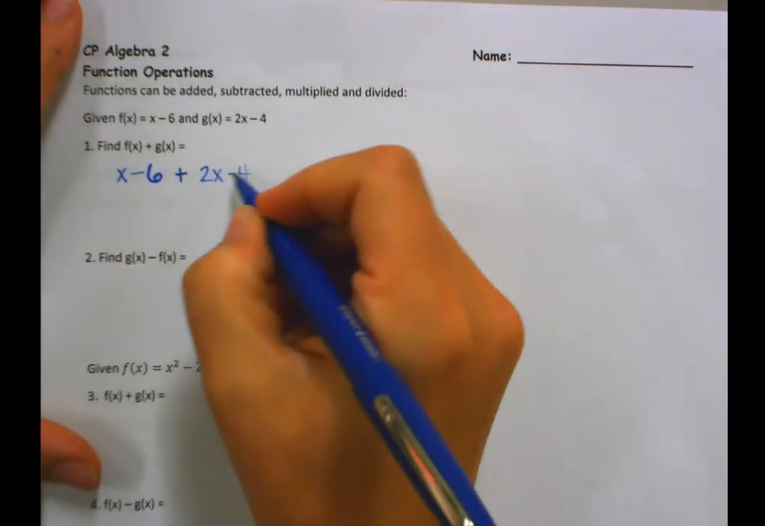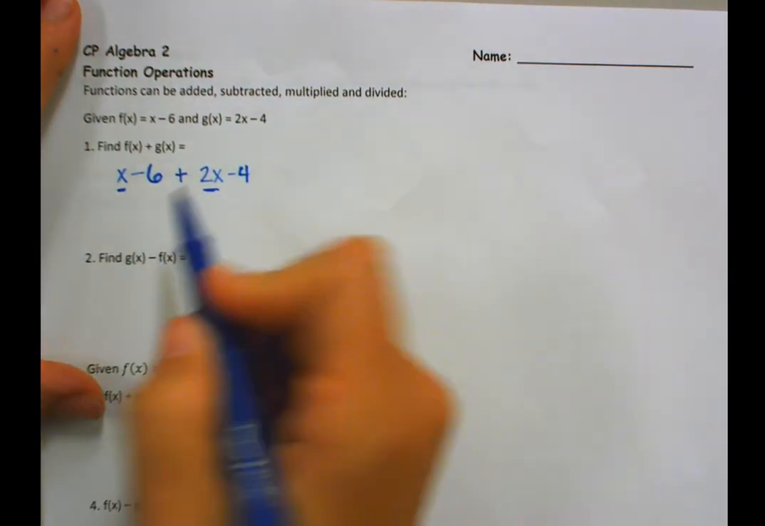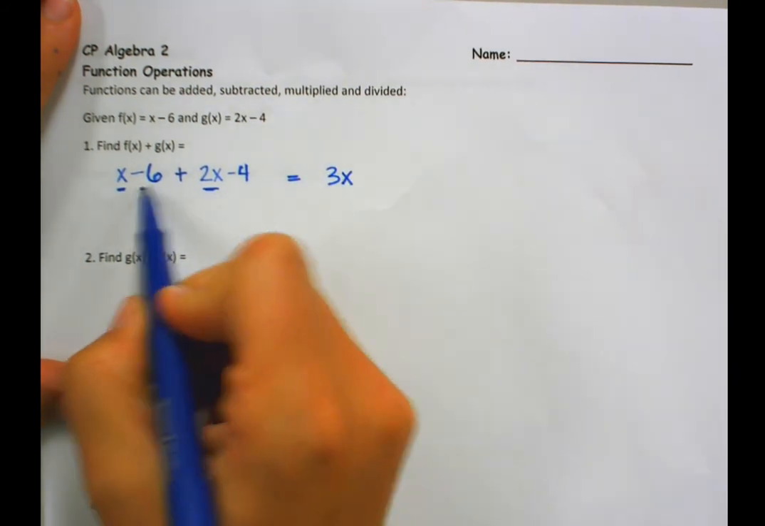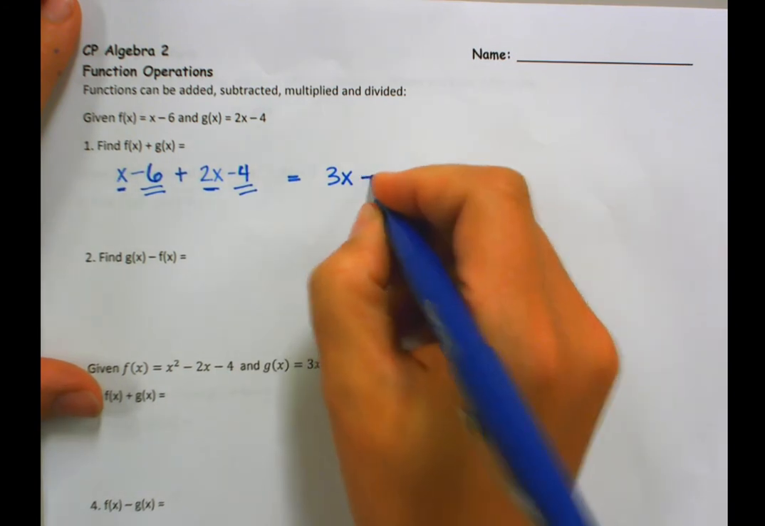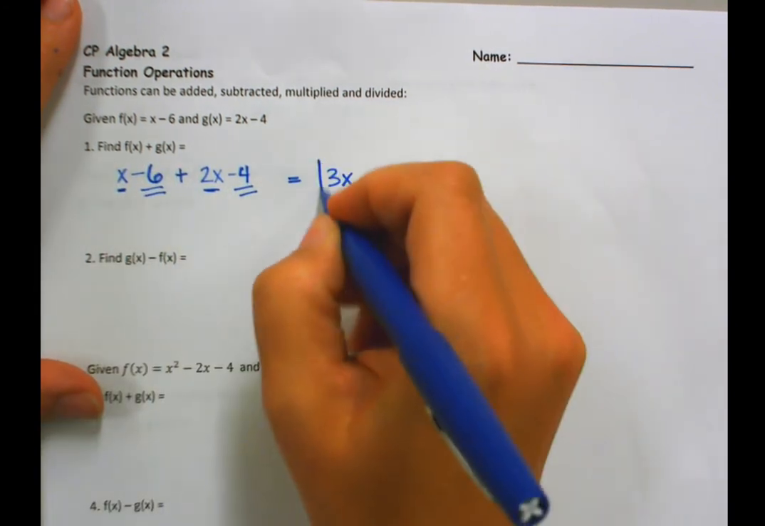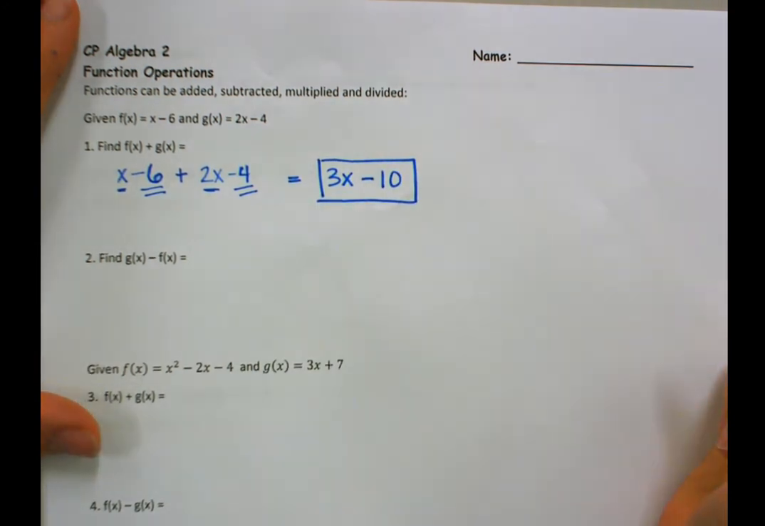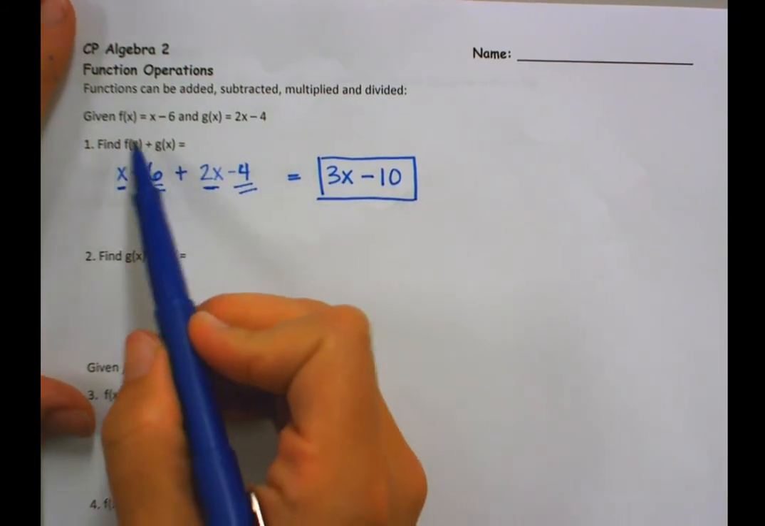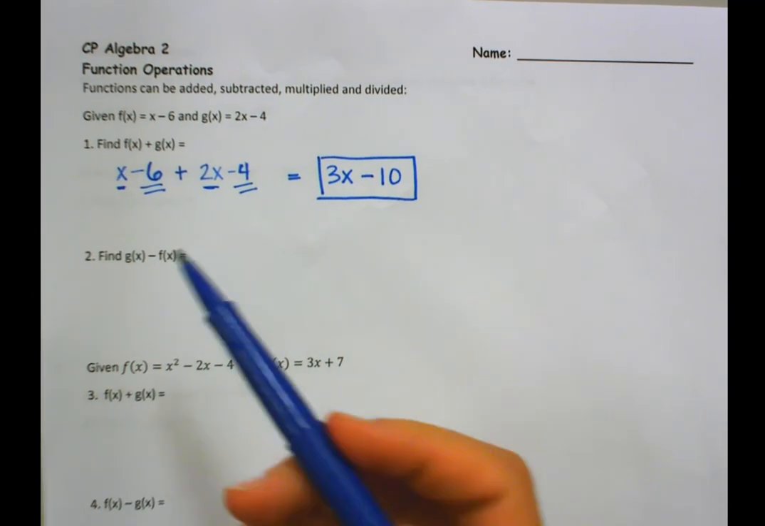If we remember from Algebra 1, these x's would be like terms. So x plus 2x would give me 3x. And then negative 6 and negative 4 are like terms, and that would give me negative 10. So when I add these two functions together, it gives me this function here, 3x minus 10. For addition, I wrote the f of x first because it came first here. We know that addition is commutative, so it doesn't really matter the order that you write them.